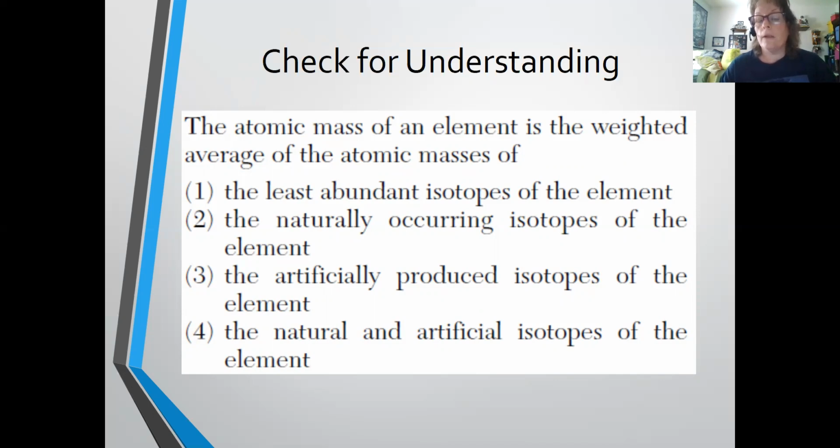We didn't mention anything about artificial. And what do we say about how much? We said it was pretty much all of them, because we had ones that were 5%, we had 75%. So it doesn't have to do with least abundant, it has to do with all the isotopes. So number 2 would be the correct answer. It's just the naturally occurring isotopes of an element. It includes the least abundant, it includes the most abundant, it includes the ones in between, because that's why you got your percentages. Okay, so number 2 is the correct answer for that one.